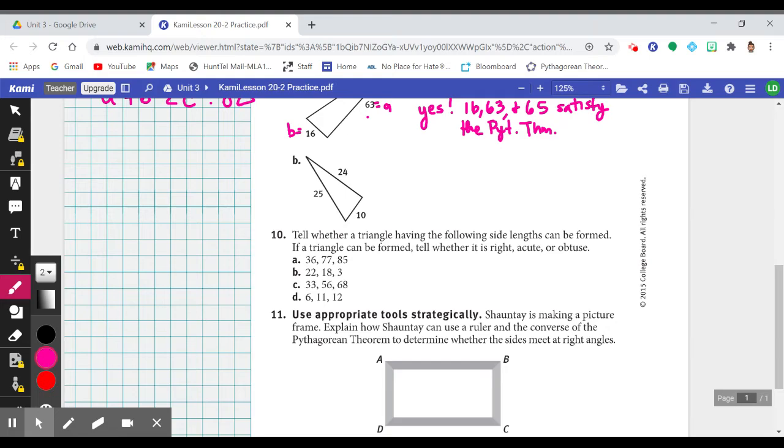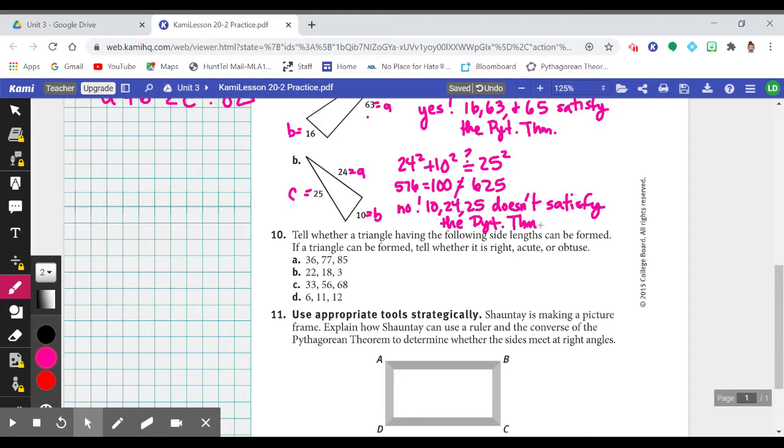25 being the longest measurement here in our diagram has to be C. Again, we don't know if it's exactly a hypotenuse because we don't know if this is a right triangle. And 24 could be A and 10 could be B, or vice versa. But 25 has to be C because it's our longest measurement. So we'll take 24 squared, add it to 10 squared, and see if it's equal to 25 squared. So take a moment and see if this sum does in fact equal 25 squared.